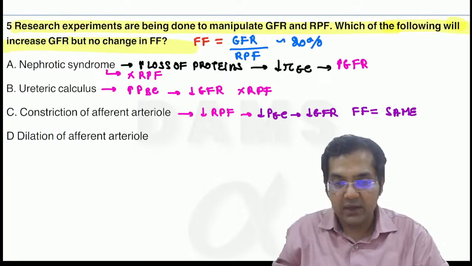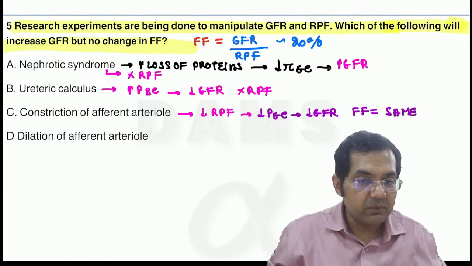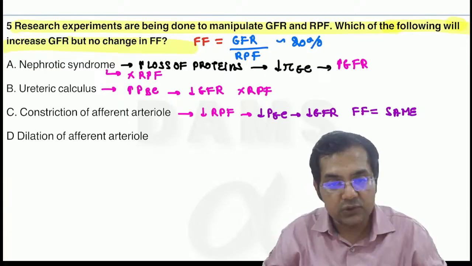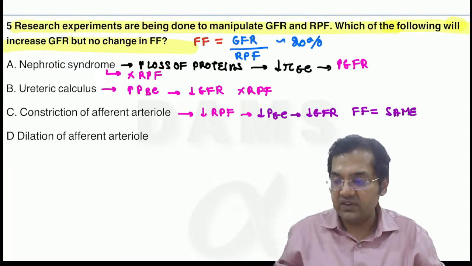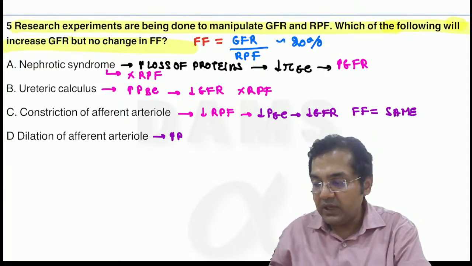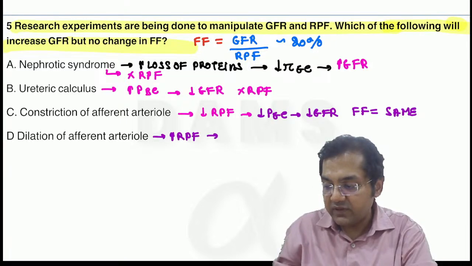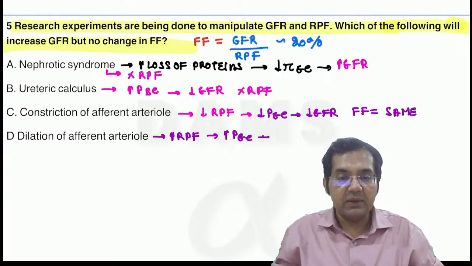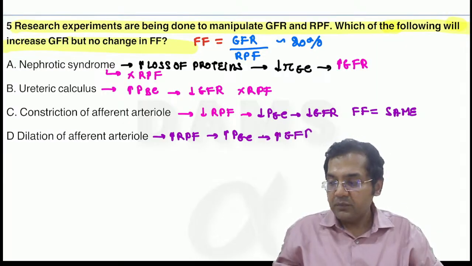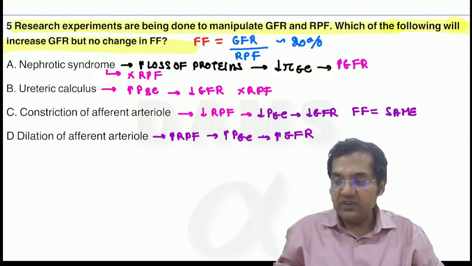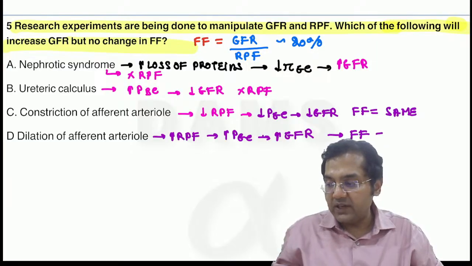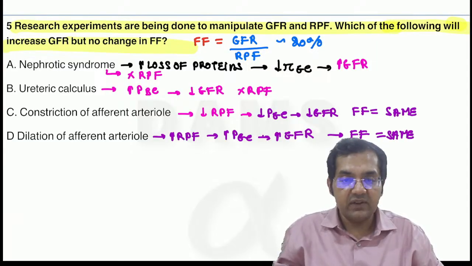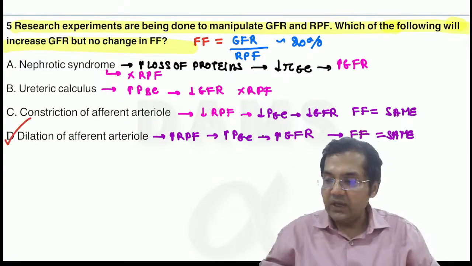But this is not the answer, because I have asked you that filtration fraction should remain the same along with increase in GFR. But when you do dilatation of the afferent arteriole, this is my answer. Renal plasma flow increases, hydrostatic pressure in glomerular capillary increases, this increases GFR. With GFR and RPF both increasing, filtration fraction remains the same, right? So the answer is option number D, right?